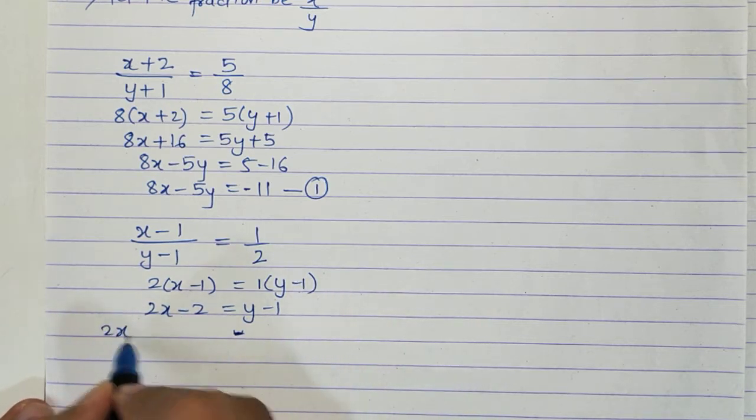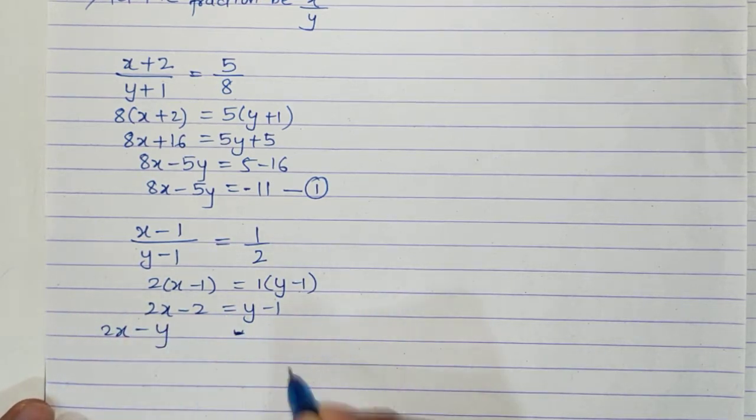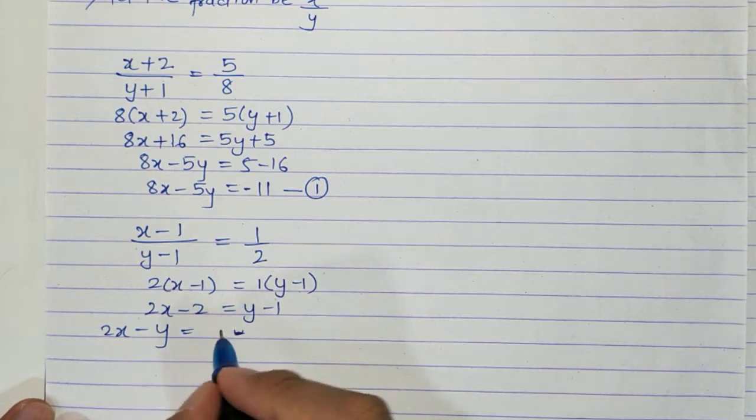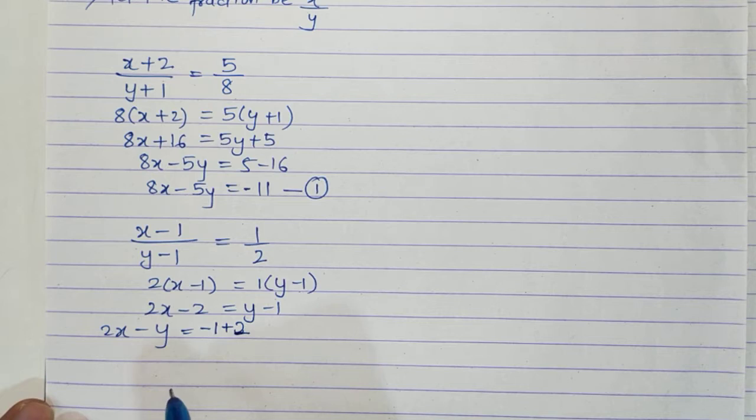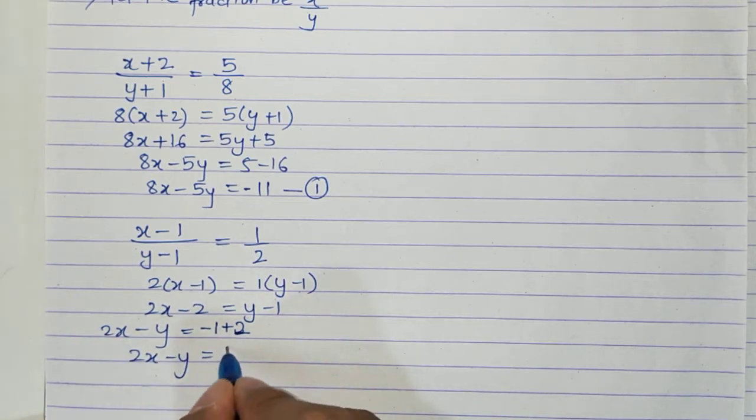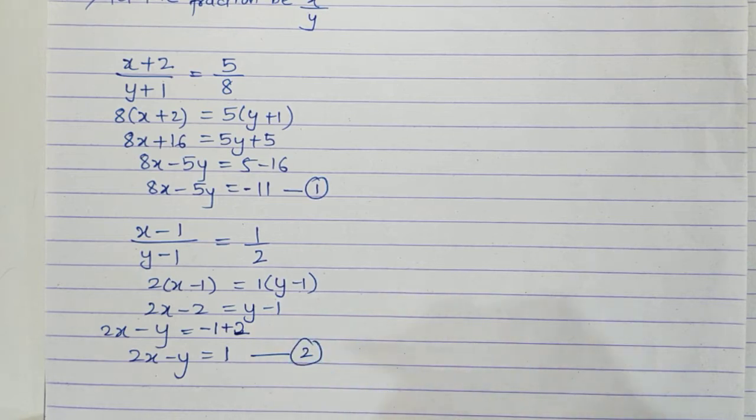Now this y will come here, so it will become minus 5, and this minus 2 will go on the right hand side, it will become plus 2. So minus 1 plus 2 is plus 1. This is my equation 2. Okay, now I leave this sum for you to solve further.